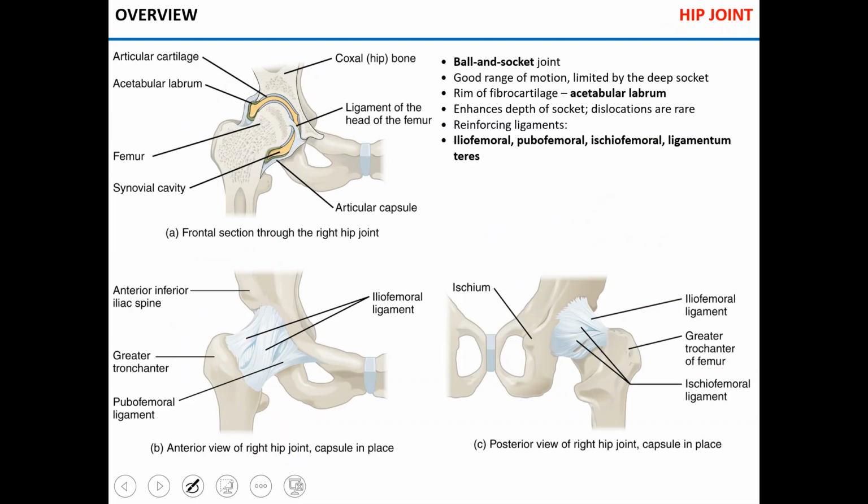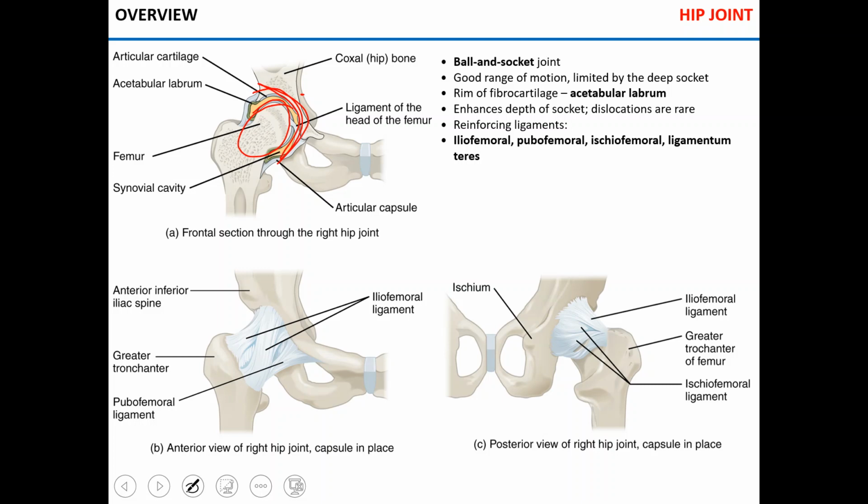Hip joint looks very similar to the shoulder joint. It's also ball and socket, but it's more stable than the shoulder joint, which means its mobility is sacrificed. Not completely, you have to understand that. It's still pretty mobile, but you see the socket, so the head of the femur sits in the acetabulum of the hip bone. So that deep socket somewhat limits the mobility of the joint, but provides extra stability.